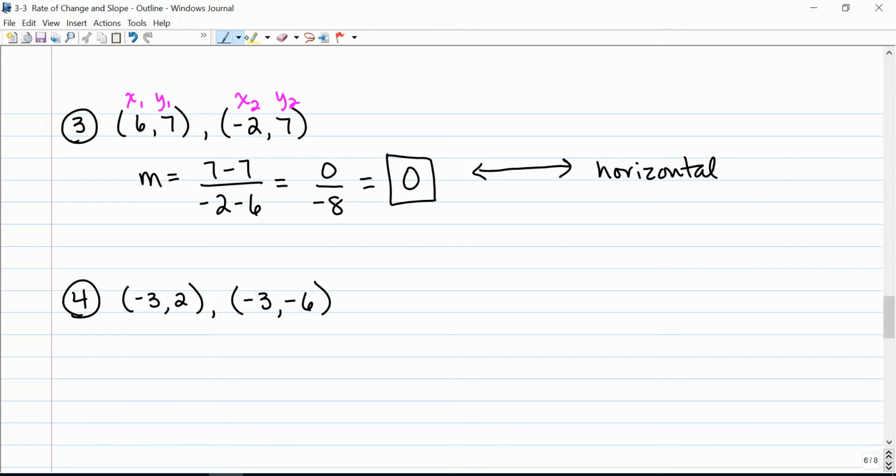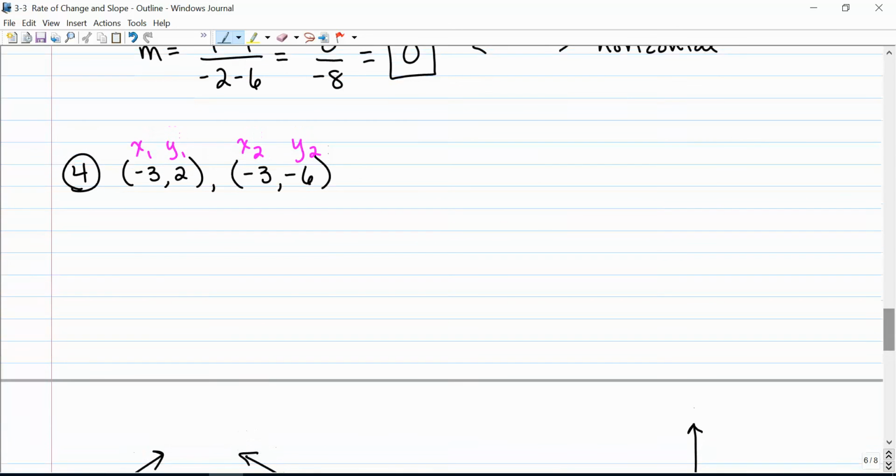And then let's take a look at our fourth example here. x1, y1, x2, y2. And let's go ahead and subtract those points. So slope is negative 6 minus 2 over negative 3 minus a negative 3, and remember, minus a negative is plus a positive, so that gives me negative 8 over 0. And recall that you cannot divide by 0, so the slope of this line is undefined.